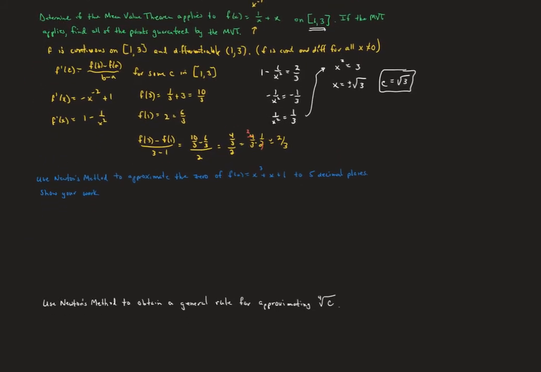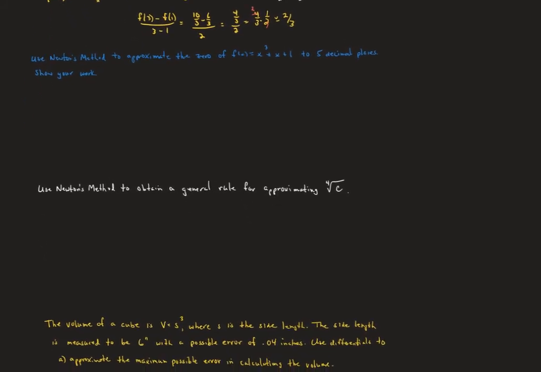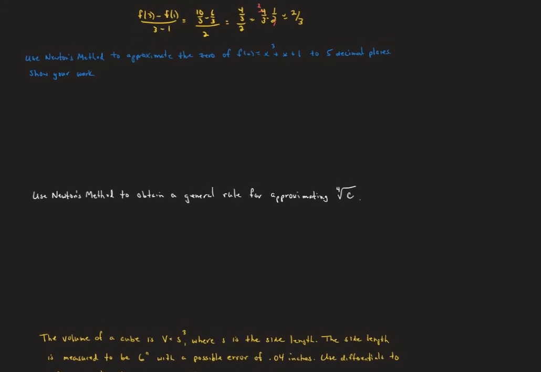Crazy. Let's go on. We're going to use Newton's method here to approximate the zeros of f(x) = x³ + x + 1 to 5 decimal places. If we graph that on our calculator, it looks like it is going to cross somewhere in the neighborhood, I think between -1 and -2. I'm just going to choose a first guess of -1. It doesn't matter what you use, we just have to communicate that. We're going to need to know the derivative, so let's make sure we do that. The derivative is going to be 3x² + 1.